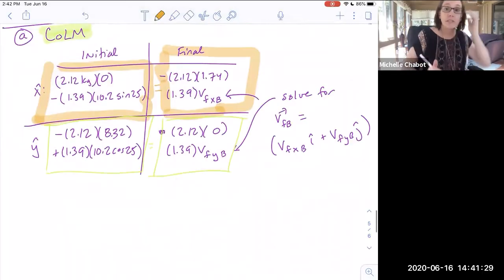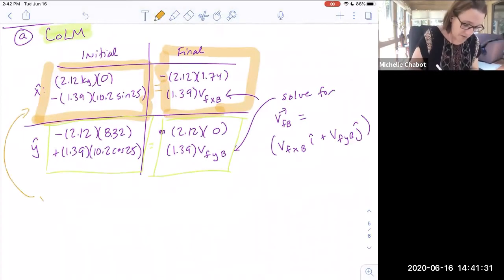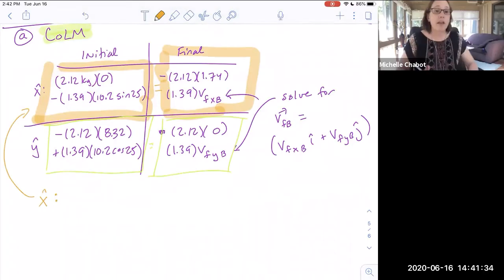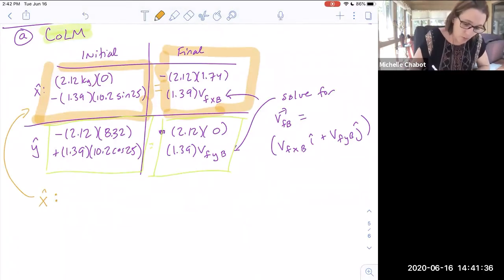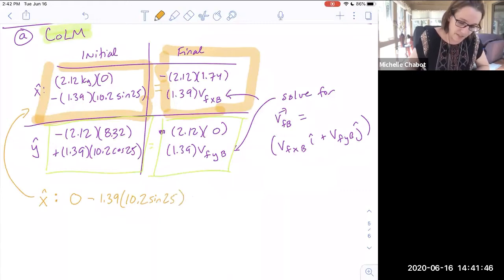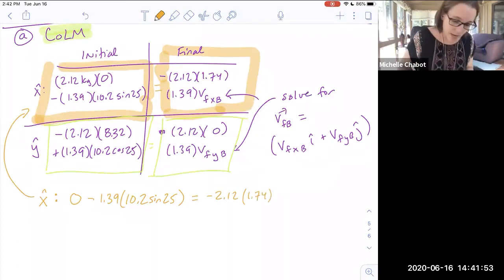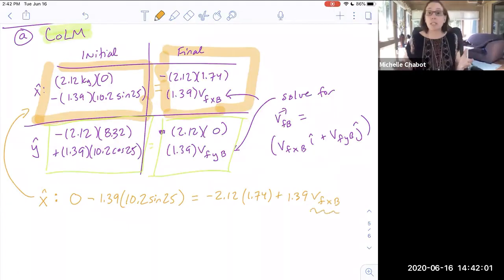So for the x direction, then what we're going to have is 2.12 times 0, so I'm just going to put 0, and then minus 1.39 times 10.2 sine of 25 is going to equal negative 2.12 times 1.74, so that's the first term, and then plus 1.39 v final xB. And you can see that that's our only unknown in that entire equation.